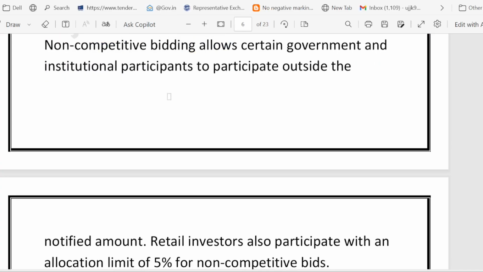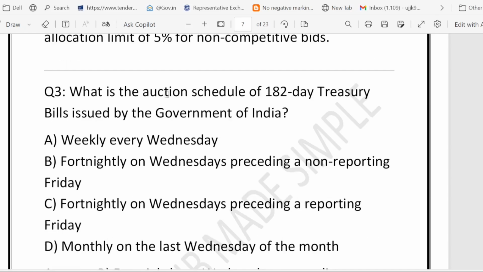Right. Very good. Now friends, let's look at the third part of the question, again based on the treasury bill. The question is asking you, when is the auction of the 182 days treasury bill? What is the auction schedule they are asking for the 182 days treasury bill issued by the government of India? So options: A, weekly every Wednesday. Option B, fortnightly on Wednesday preceding a non-reporting Friday. Option C, fortnightly on Wednesday preceding a reporting Friday. Option D, monthly on the last Wednesday of the month.